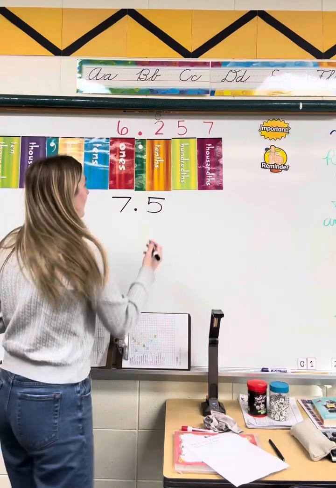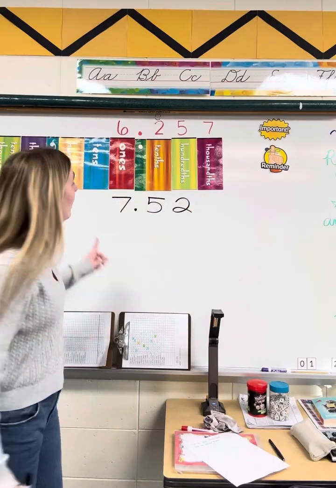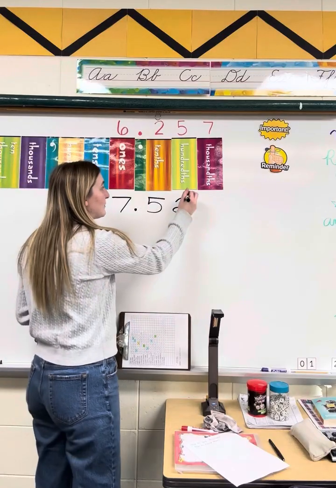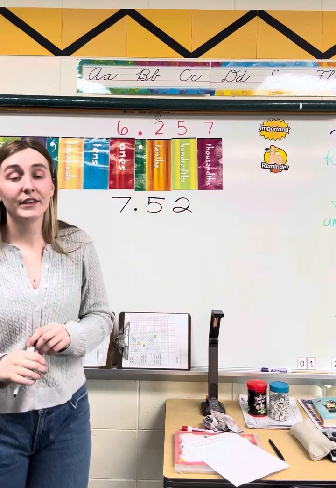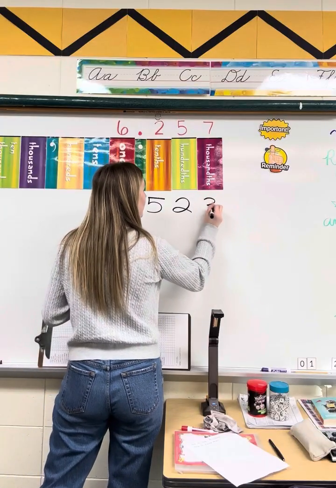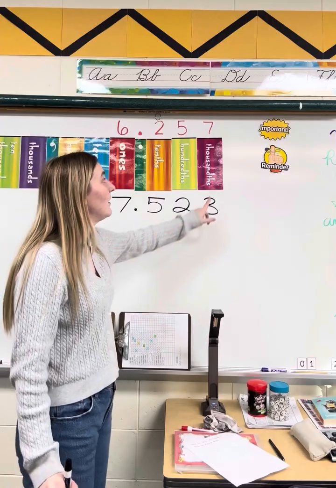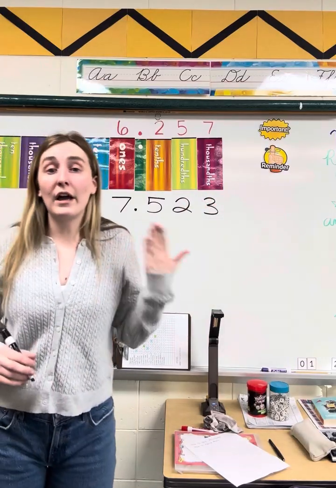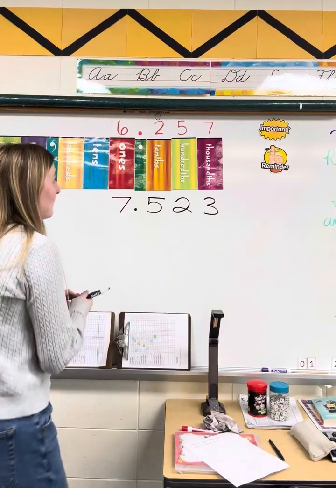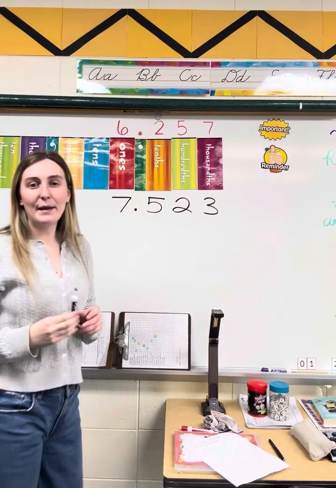So let's say I added a 2. This number is now 7 and 52 hundredths. It ends in the hundredths spot, so I'm going to say hundredths. Okay, and let's add another number. Let's say I add a 3. This number now becomes 7 and 523 thousandths. We can keep going on and on, but the important thing is that where the number ends is the place value you're going to say. So for the 3, it would go to thousandths. Does that make sense? I hope so.